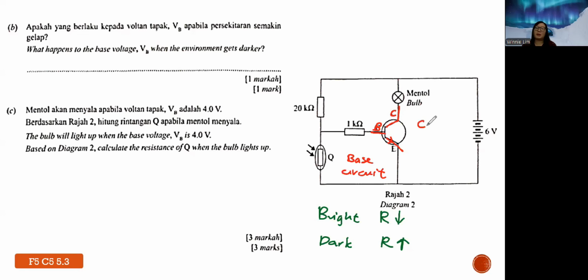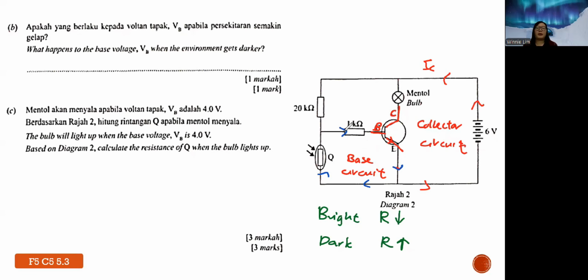And then collector emitter is called the collector circuit. That's why the current that flows in the base circuit is called base current, and in the collector circuit, this is called collector current. I use the blue color for the base circuit. So this is some basic idea.